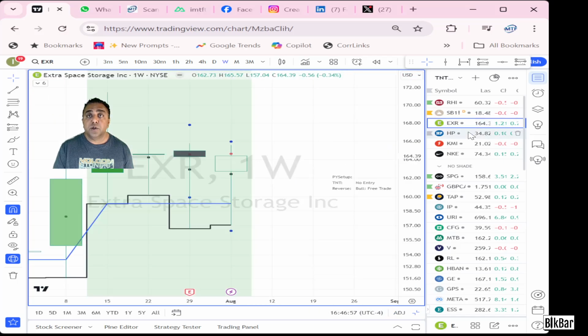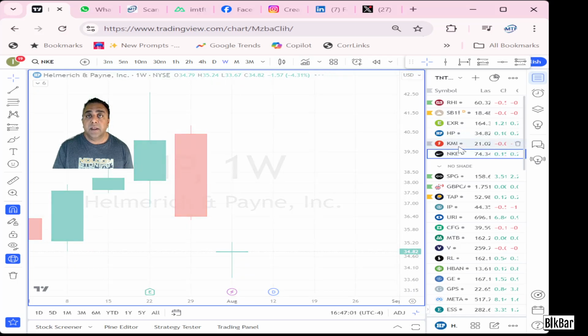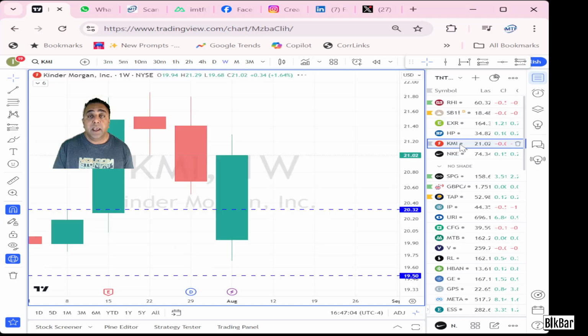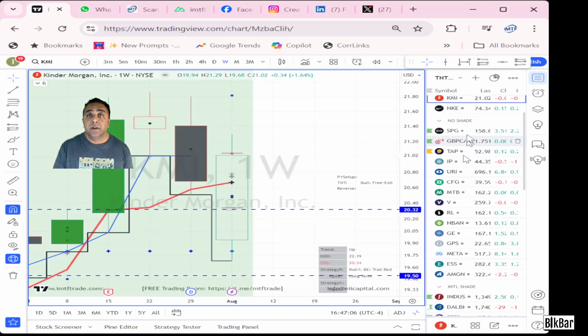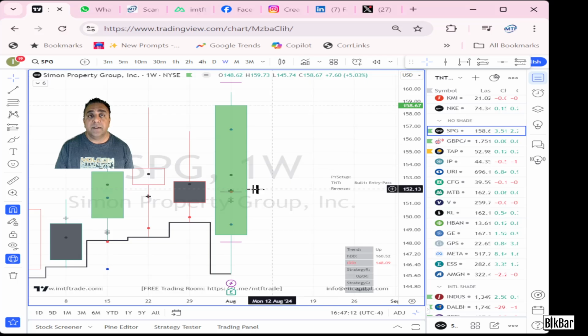EXR, no trade. HP, no trade. Nike, no trade. KMI, no trade. Remember, we're dealing with the US side first, then we'll go globally. These are non-shaded opportunities where we want it to hit the red dot and then hit a blue dot.